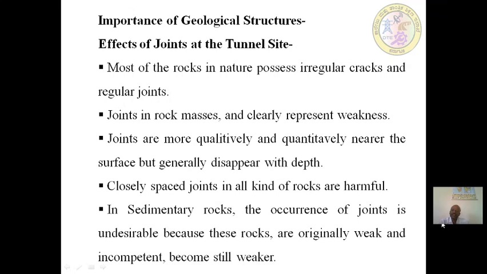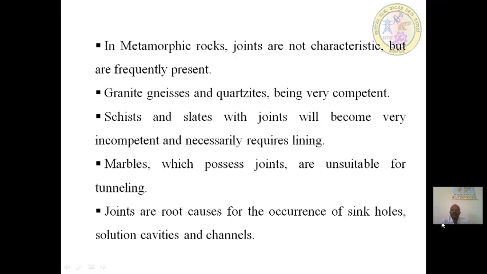Closely spaced joints in all kinds of rocks are harmful. In sedimentary rocks, the occurrence of joints is undesirable because these rocks are originally weak and incompetent and become still weaker. In metamorphic rocks, joints are not characteristic but are frequently present. Granite, gneisses and quartzites are very competent, but schists and slates with joints become very incompetent and require lining. Marbles which possess joints are unsuitable for tunneling. Joints are root causes for the occurrence of sinkholes, solution cavities and channels.